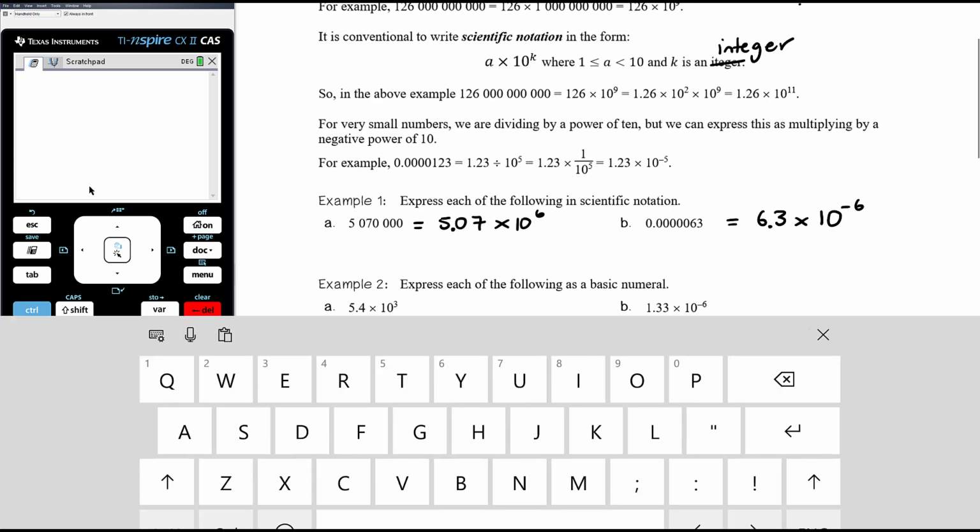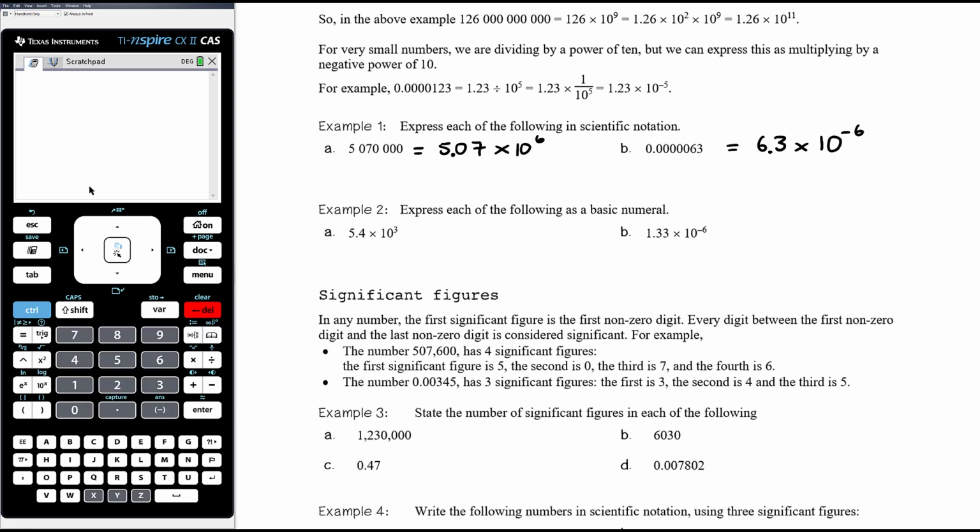Express each of the following as a basic numeral. Basic numeral is a slightly vague term. Essentially we want to write it not in scientific notation. So 5.4 times 10 to the 3 means multiplying by 10 3 times. Multiplying by 10 once will make it 54. Twice will be 540. 3 times will be 5,400. Okay. 1.33 times 10 to the negative 6, so we want to divide by 10 6 times.